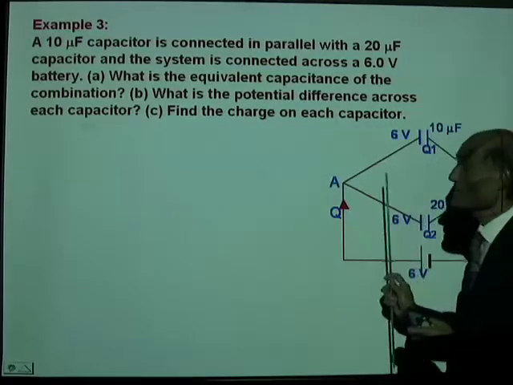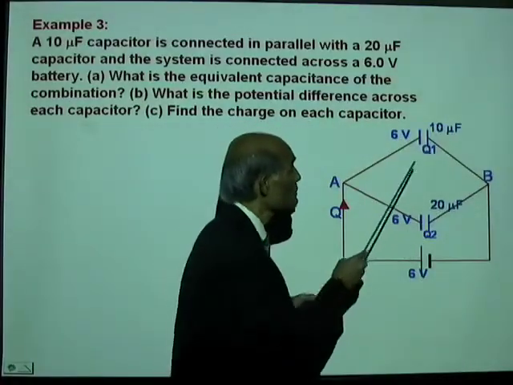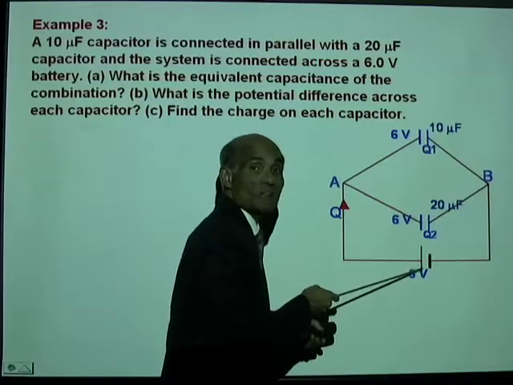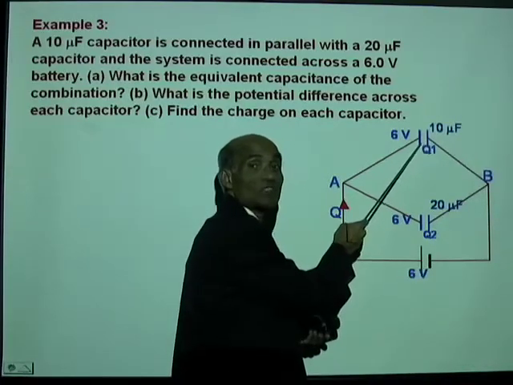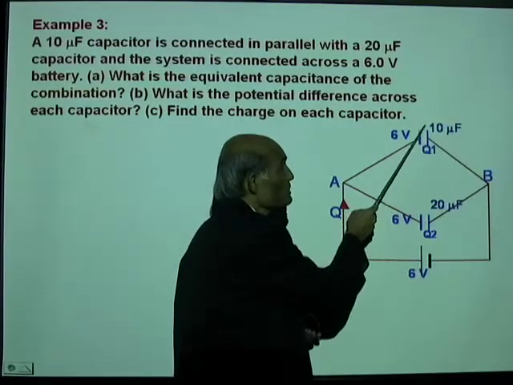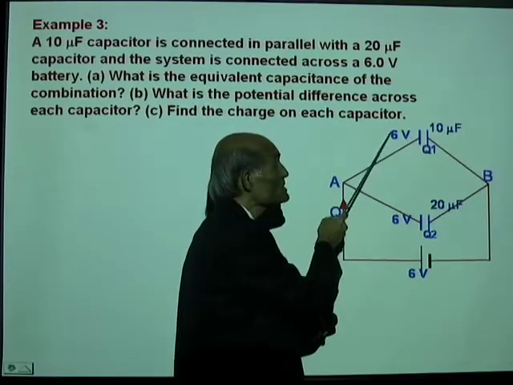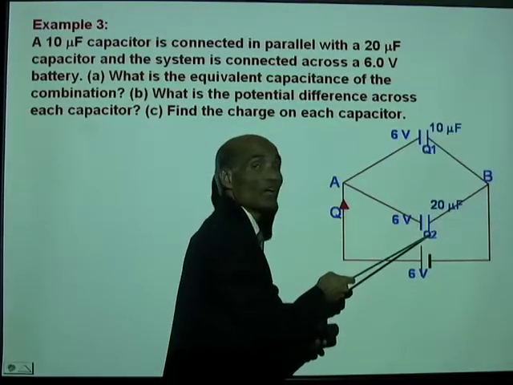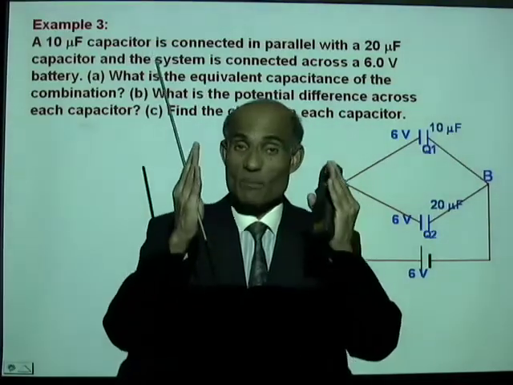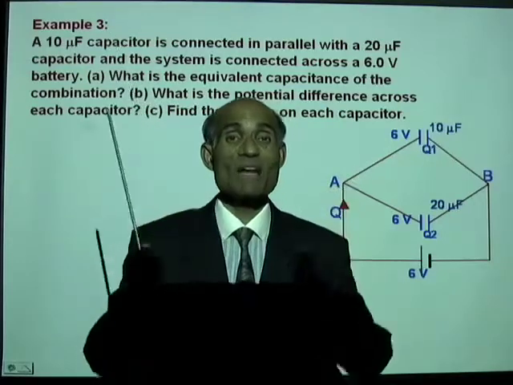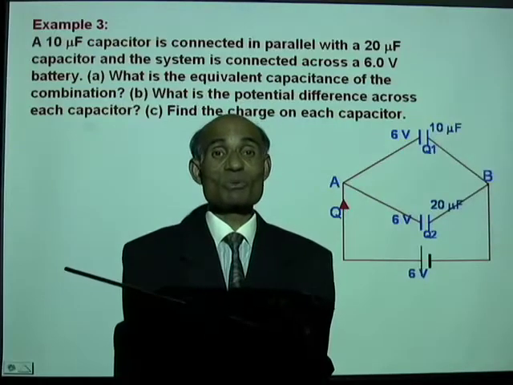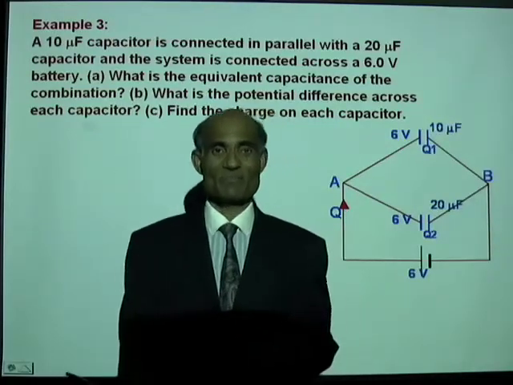Now you must understand, because the two capacitors are connected in parallel and across a 6-volt battery, each capacitor has a potential difference of 6 volt across its plates. So the potential difference for the first capacitor is 6 volt. The potential difference across the second capacitor is also 6 volts. When you connect capacitors in parallel, each will have the same potential difference across its ends, which is equal to the total potential provided by the battery.